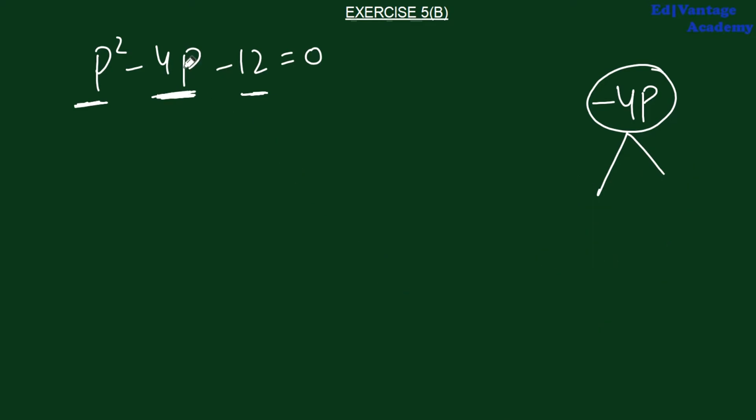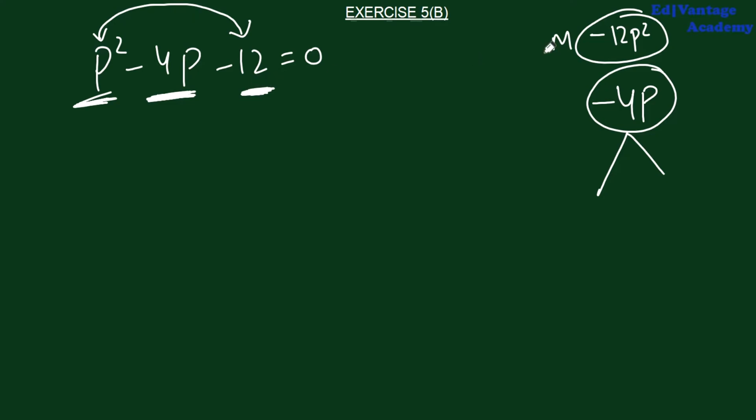For that, you have to keep two things in mind. First, the middle term. Middle term is minus 4P. Then multiply the A term and C term. A term is 1P square and C term is minus 12. What is 1P square into minus 12? It is minus 12P square. So on multiplication, you are getting minus 12P square. Who to multiply? First term and third term. First term and third term you have to multiply, keep it aside. It came minus 12P square. And the middle term is minus 4P.